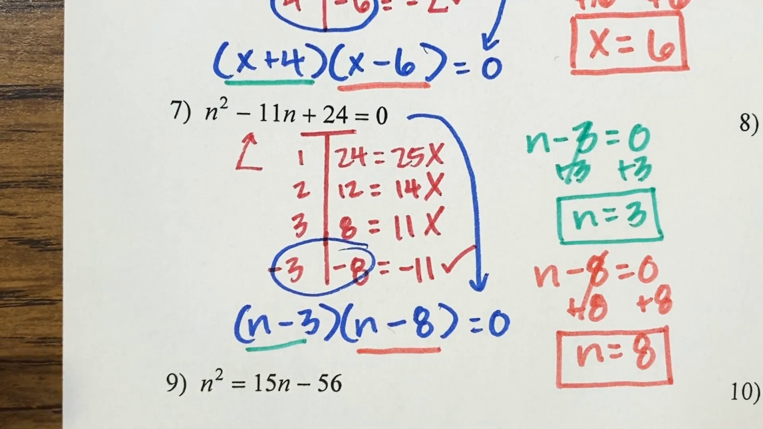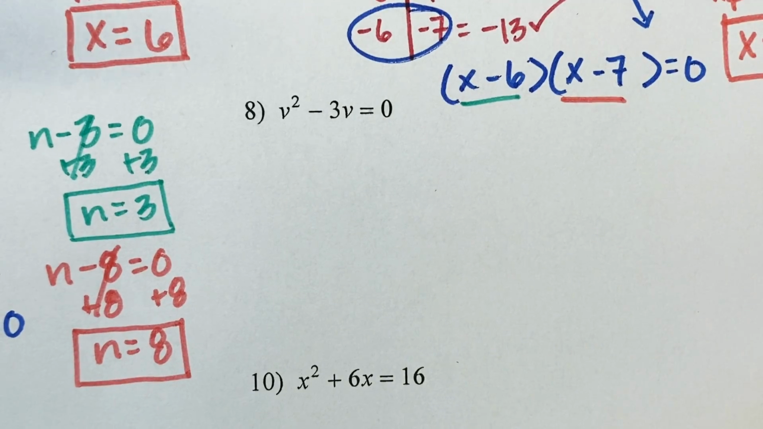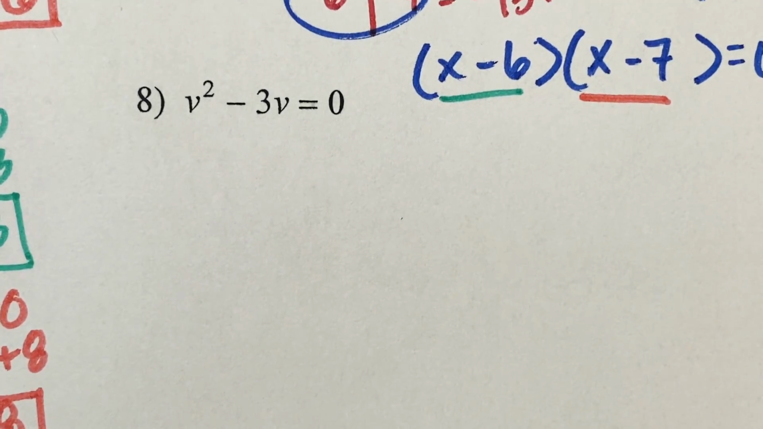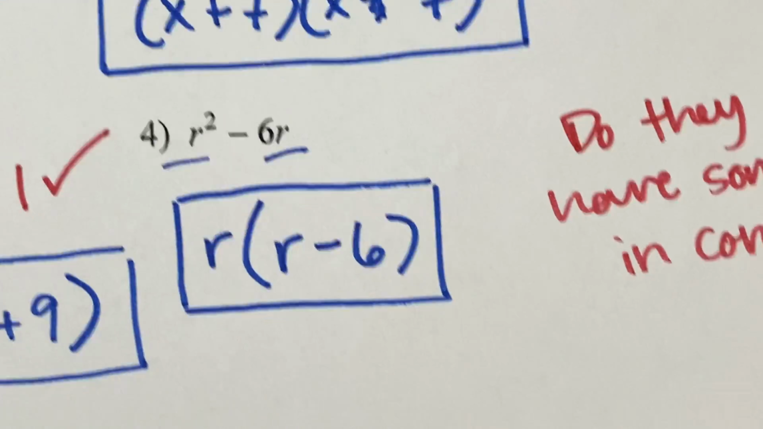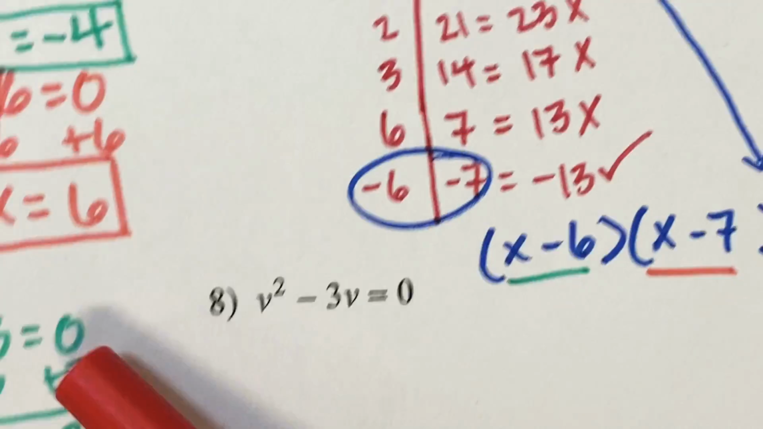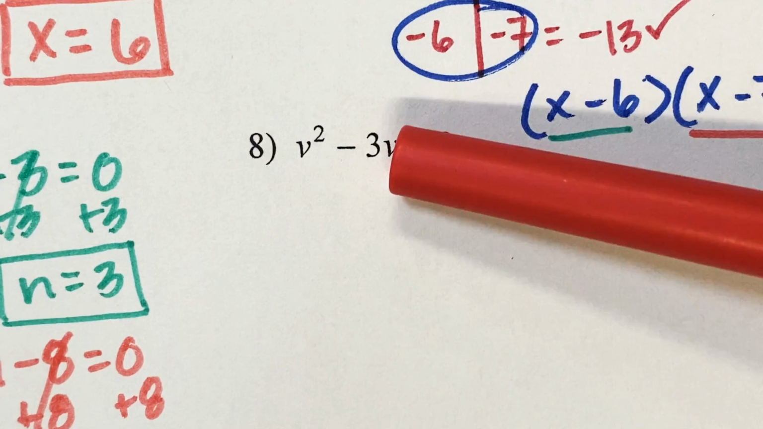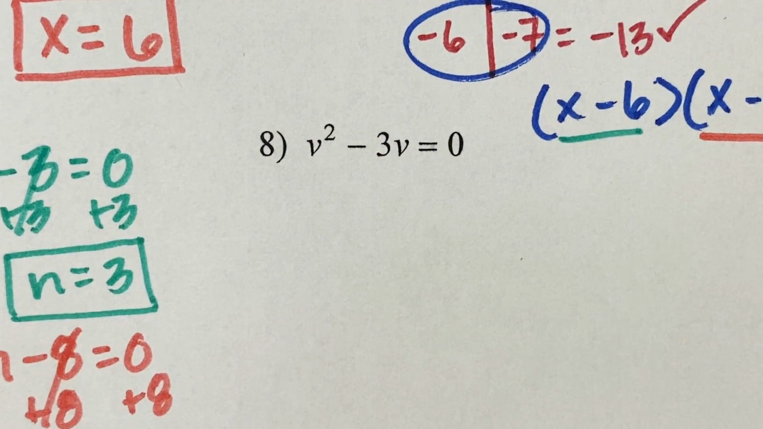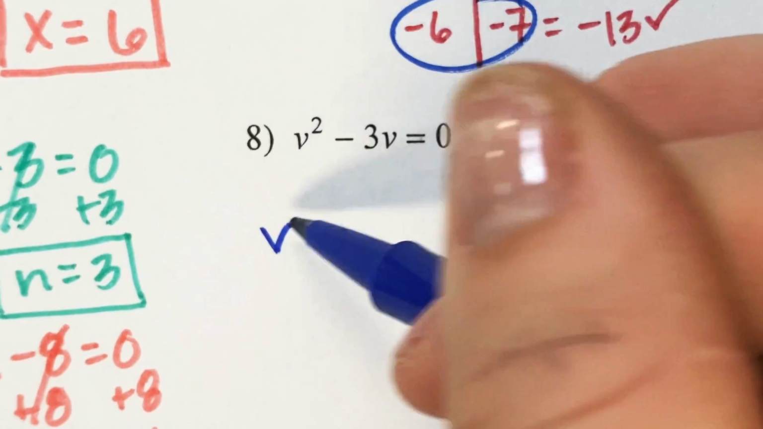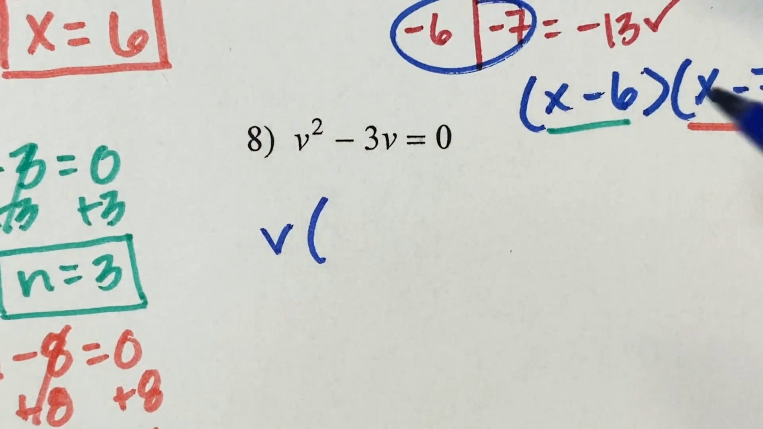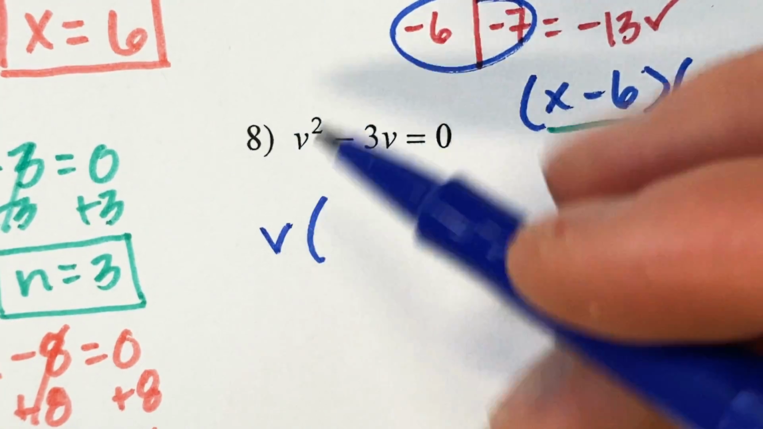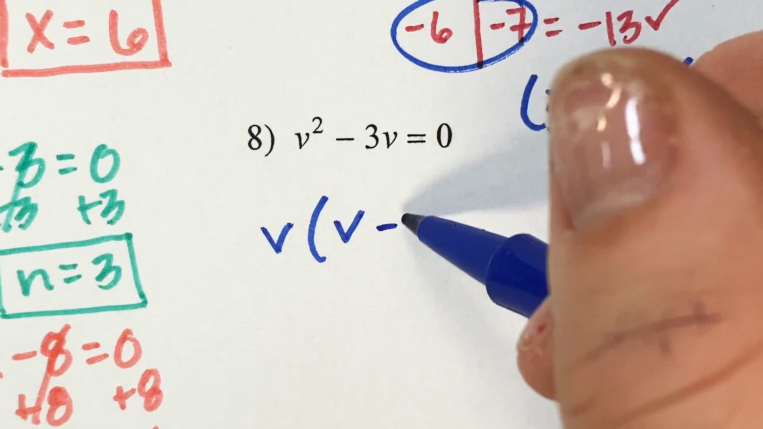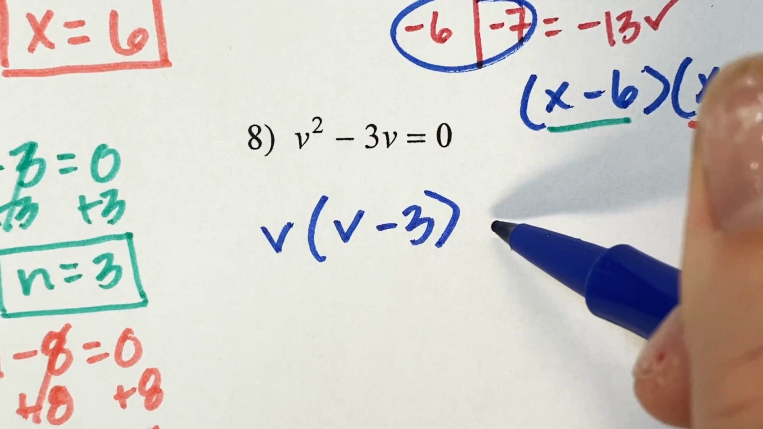Okay, let's look at number 8, because number 8 is a little bit weird, right? So, just like on number 4, look back at number 4, they had something in common. They had an r in common. Well, what do these guys have in common? Ignore the equals 0. What do they have in common? They have a v. Okay, we can actually factor out a v, just like we did on number 4. Okay, well, if I had two v's and I take away 1, I'm left with 1v. If I had 1v but I took it away, I'm just left with minus 3.